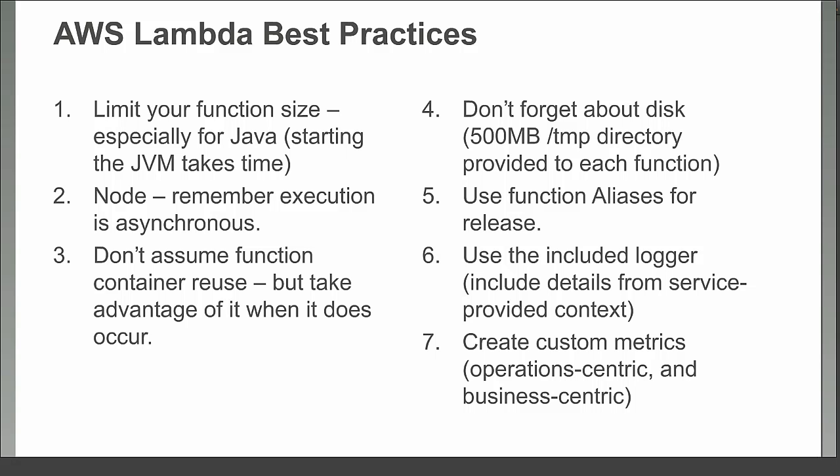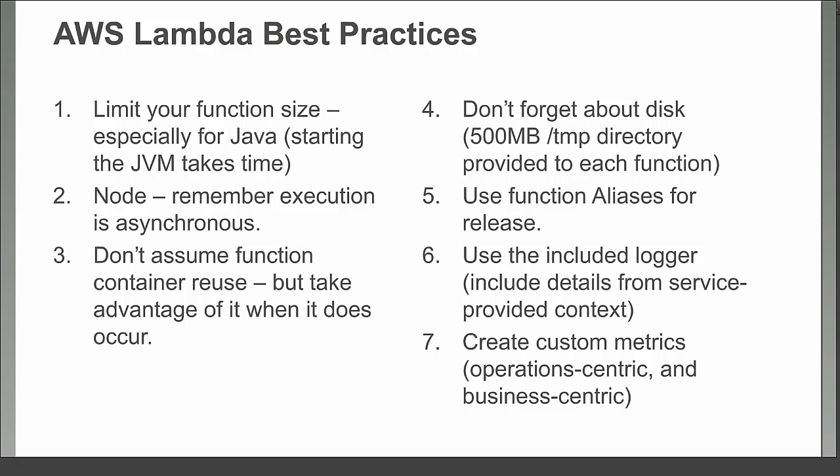Next is don't assume your function container is going to be reused. Your function should be stateless, but take advantage of container reuse when it does occur. It can be really great for your performance. So things like loading configuration, keeping connections alive, any in-memory caching you can do, all great things you can do to take advantage of when a Lambda function container is going to be reused.